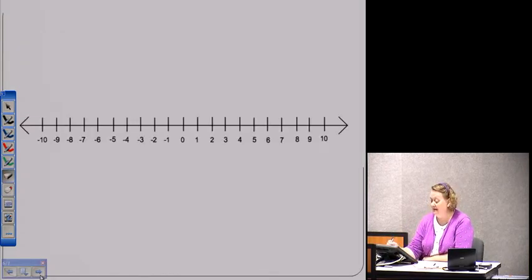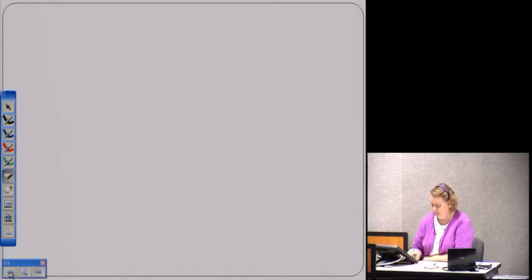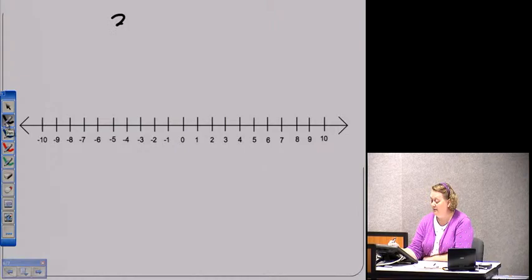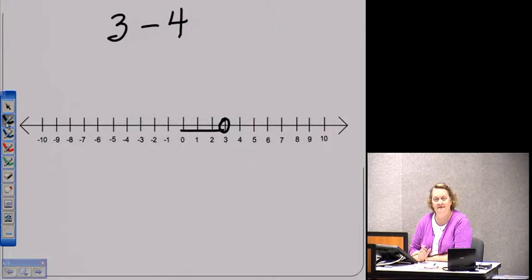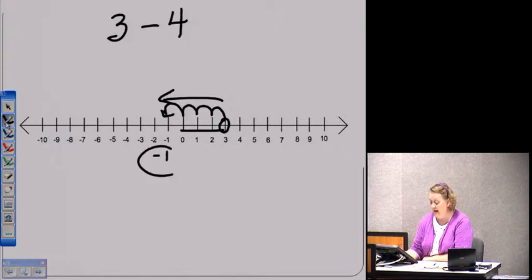On a number line, if we have 3 minus 4, then we're going to count out to 3 on the number line. And then to take away 4 units, we have to go back 1, 2, 3, 4 units. We move in the opposite direction of a positive 4, which is a negative 4. Well, that gives us a negative 1 as our final answer.